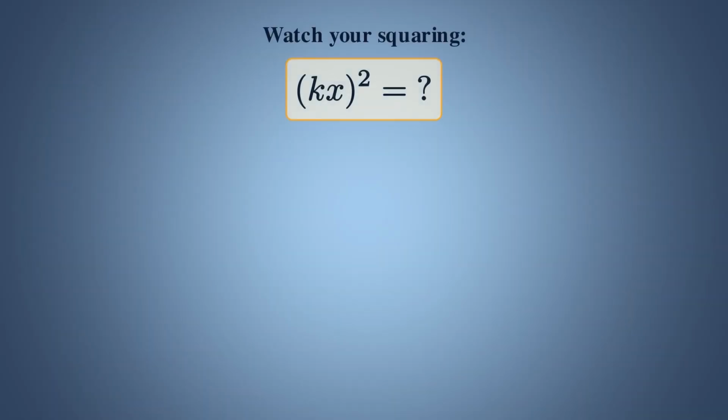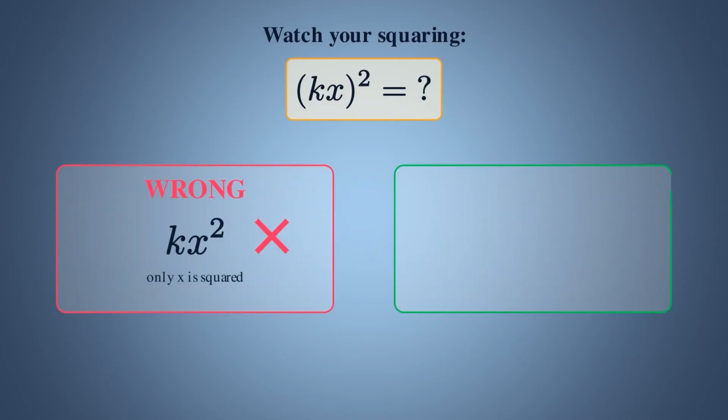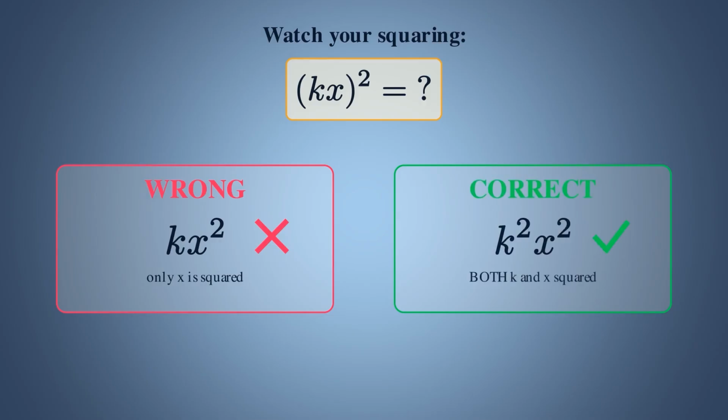And another thing that was flagged as well, so if you're squaring kx, the answer is k squared x squared, not kx squared. That was something that was flagged as well.